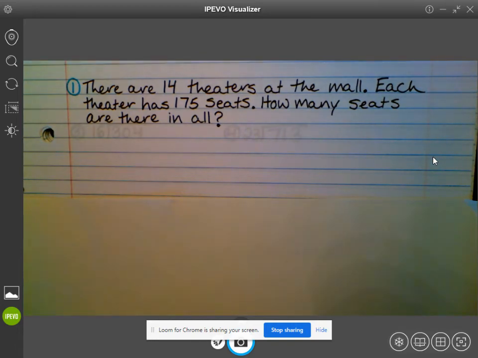Ready to rock? All right, I think everyone got it. So first, we're trying to find how many seats are there in all the theaters. We know that there are 14 theaters at the mall. We also know that each theater has 175 seats. Who can raise their hand and tell me, what are we going to do to find this answer? What are we going to do to find how many seats there are in all?